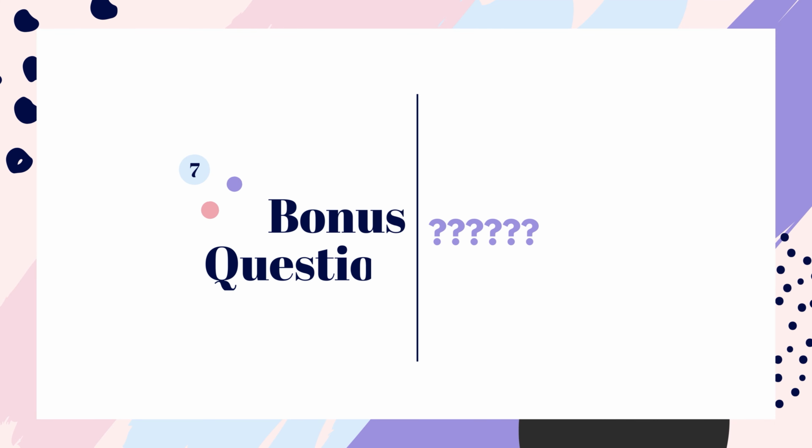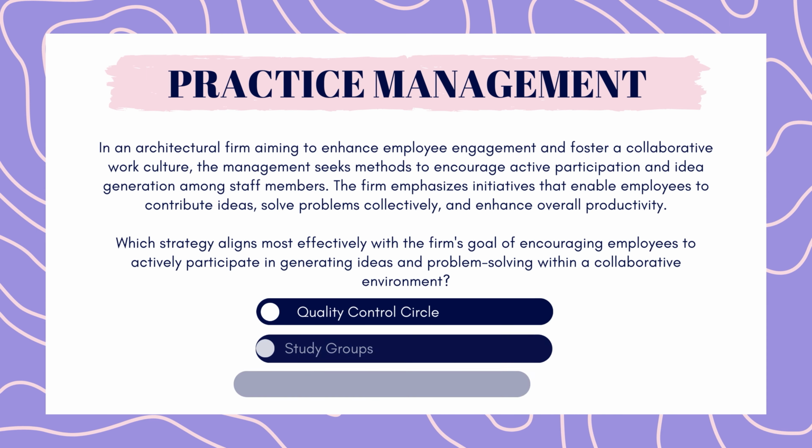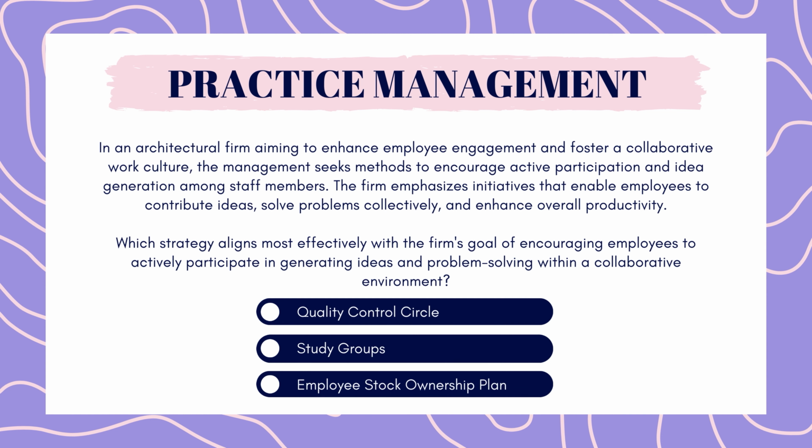Last but not least, our bonus question is: an architectural firm aiming to enhance employee engagement and foster a collaborative work culture, the management seeks methods to encourage active participation and idea generation among staff members. The firm emphasizes initiatives that enable employees to contribute ideas, solve problems collectively, and enhance overall productivity. Which strategy aligns most effectively with the firm's goals of encouraging employees to actively participate in generating ideas and problem solving within a collaborative environment? Quality control circle, study groups, or employee stock ownership plan? Pause here to answer.